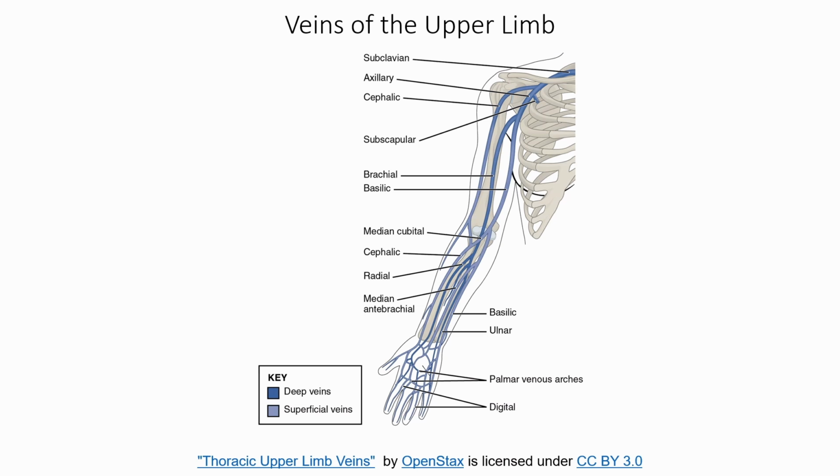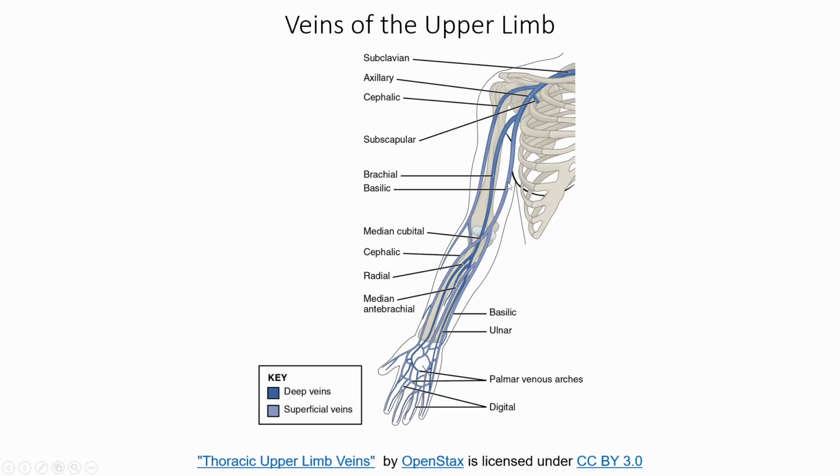If we look at the veins in the upper limb, again, we have the subclavian branching into the axillary as well as the cephalic. We have the subscapular, which is just right underneath the scapula. The brachial, which is running down the middle of the arm, and the basilic, which is running more medial. The median cubital and cephalic continuing. Radial and ulnar will just follow along their respective bones.